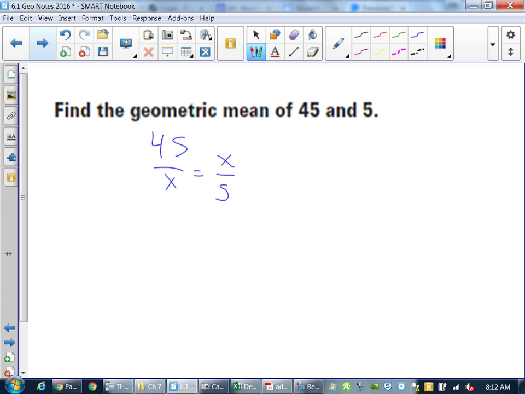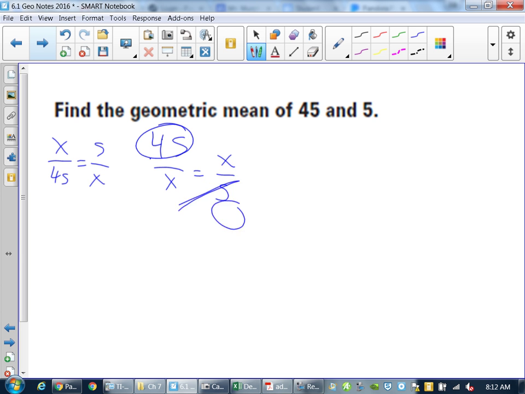You can have it that way, or like you were saying, you can go this way too. As long as they're diagonal, but usually it's easier to do 45 is to x is to 5, because they're giving you the two end numbers. So you start with this number, you end with this one, and these are in the middle. It's easier to think of it that way.